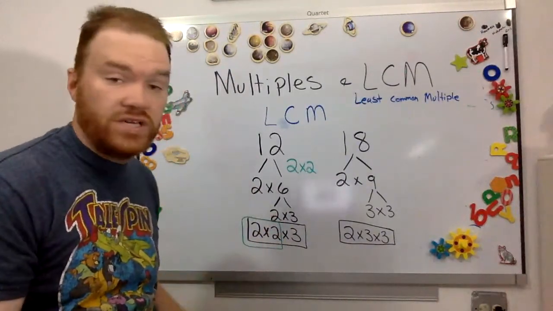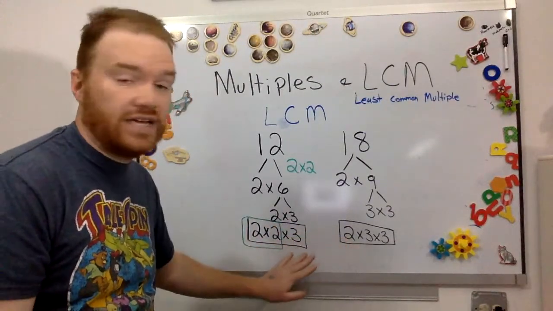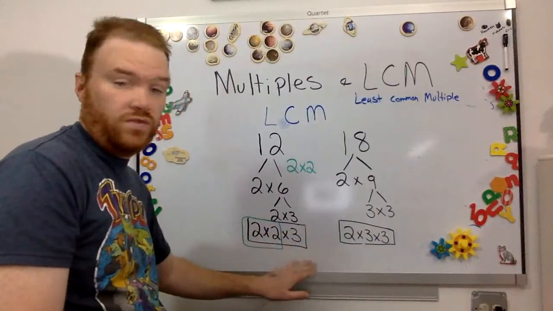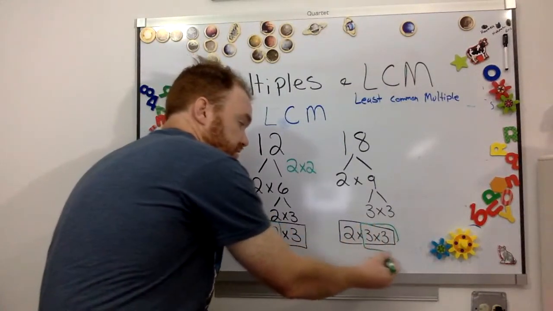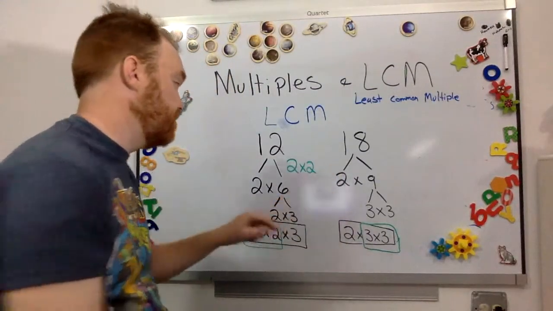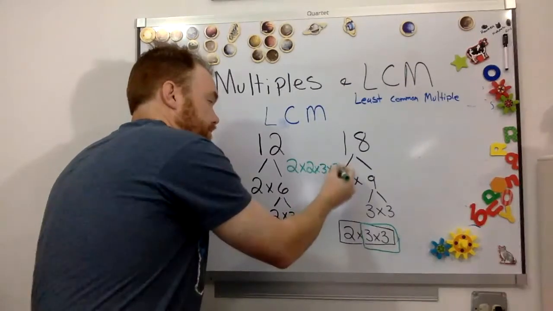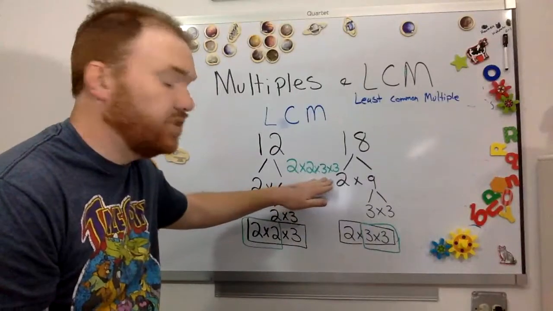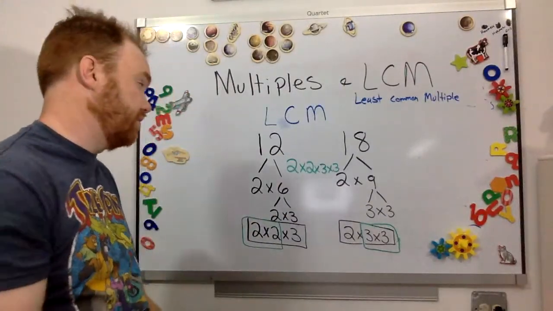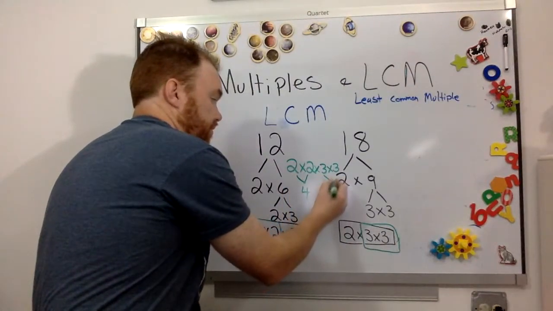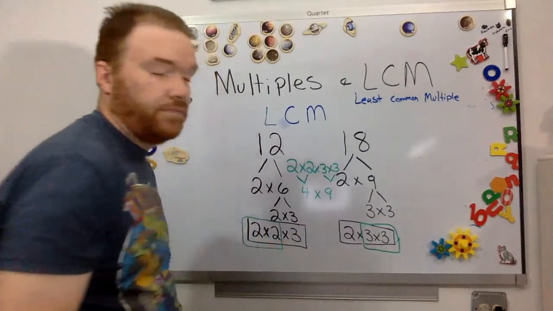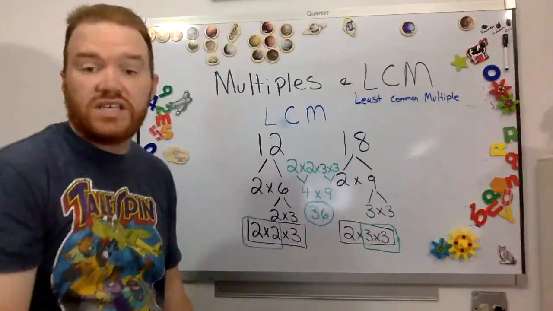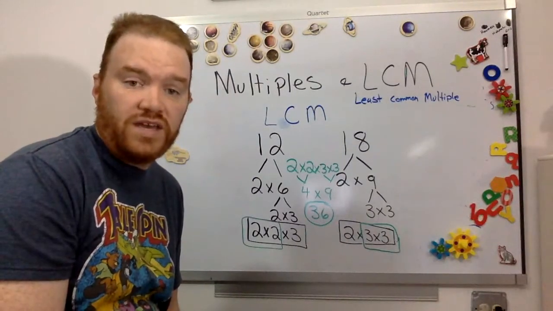Now 3 is another prime factor that they both have in common. Which one has more 3's? 18 has more 3's. This has two 3's, this only has one 3. So I'm going to draw a box around these 3's and put those two 3's up here. Now if I multiply this out, I will get the least common multiple of 12 and 18. 2 times 2 is 4. 3 times 3 is 9. 4 times 9 is 36. So 36 ends up being my least common multiple of 12 and 18.